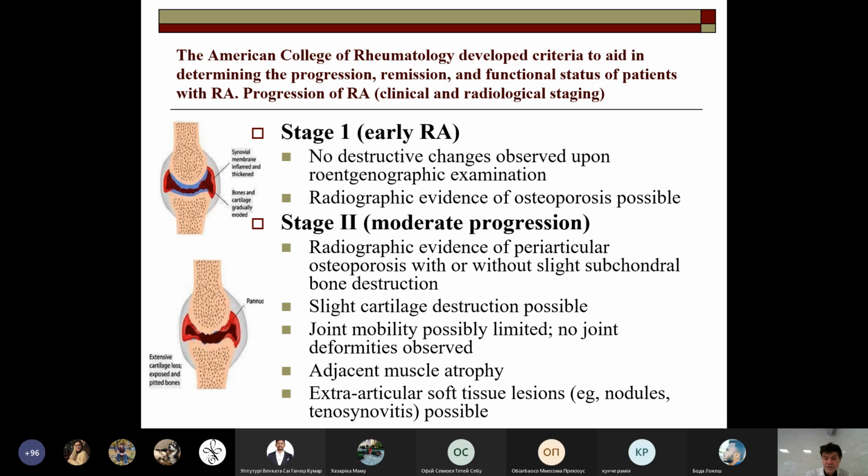No destructive changes are observed upon X-ray examination. This stage is frequently rated as the early phase, less than 6 weeks after the occurrence of the first signs and symptoms of the disease. The X-ray evidence of osteoporosis can be noticed, but it's optional.